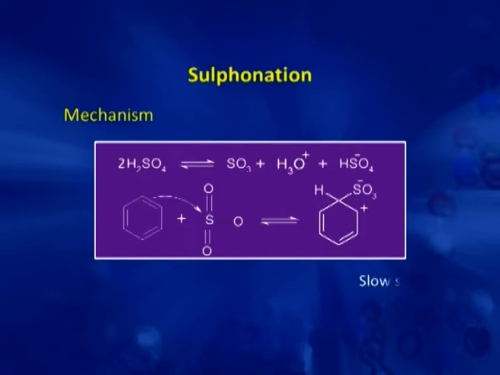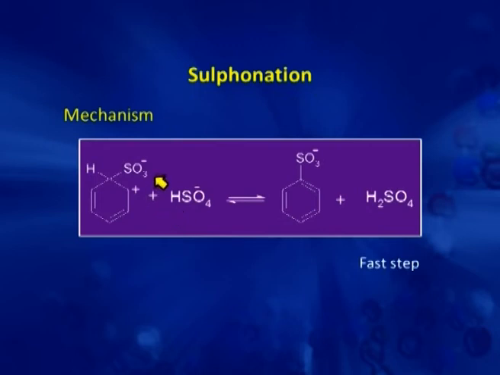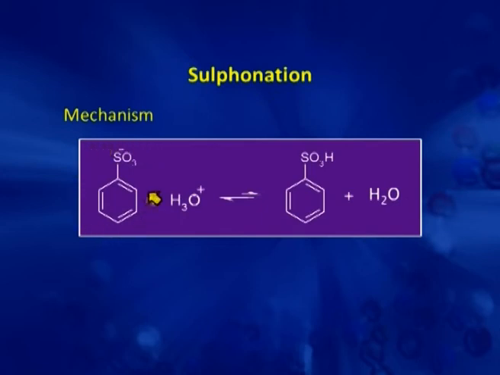Now, you see here sulfur is electron deficient. So, benzene can attack this sulfur and gives the intermediate carbocation, and again this is a slow step. The next step is aromatization, that is removal of H plus with the help of a base HSO4 minus, and it gives H2SO4 and this benzene sulfonate ion. This benzene sulfonate ion then takes a proton and it gives the benzene sulfonic acid.